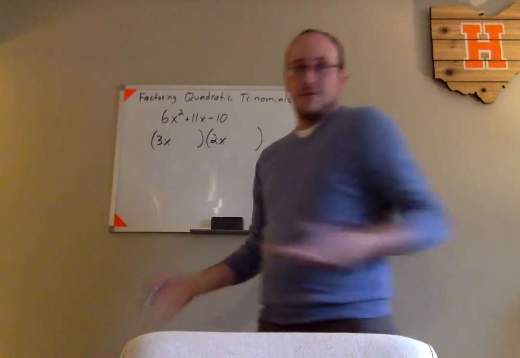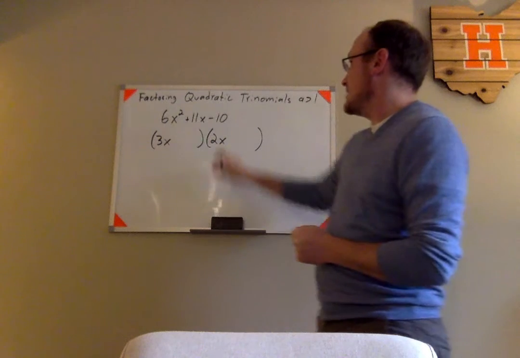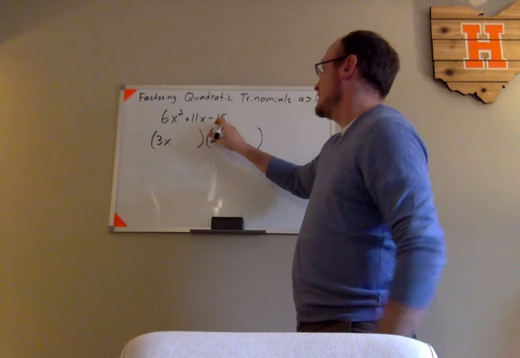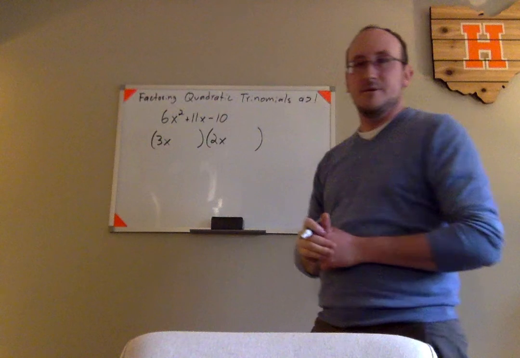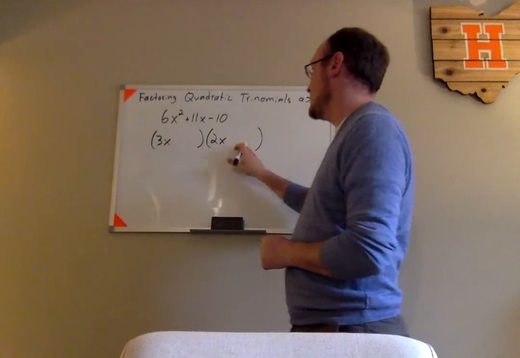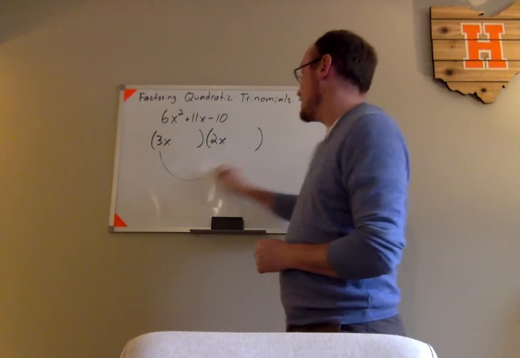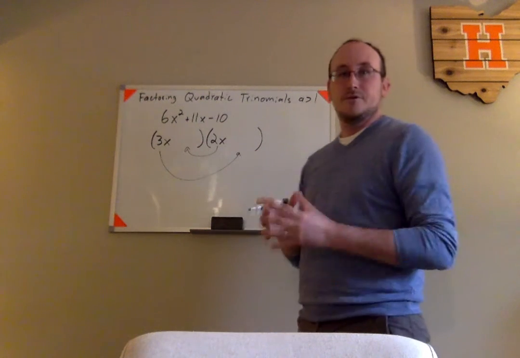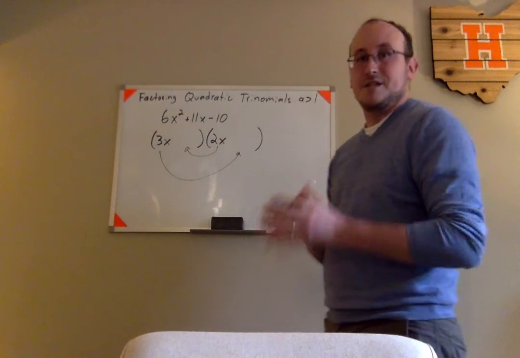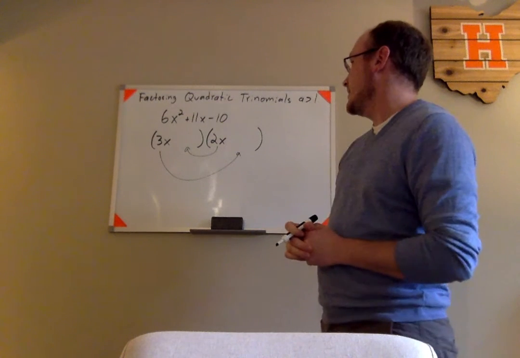Again, at this point in time, I don't know if that's correct or not. Let's see if I can make something work with the last term. So now I need to try to find ways to multiply to get negative 10 to fill in the second term in each binomial. So I need factors of negative 10 here and here. And when I check my distribution of the 3x times whatever I put here and the 2x times whatever I put there, those two products must add up to this positive 11x in the middle.